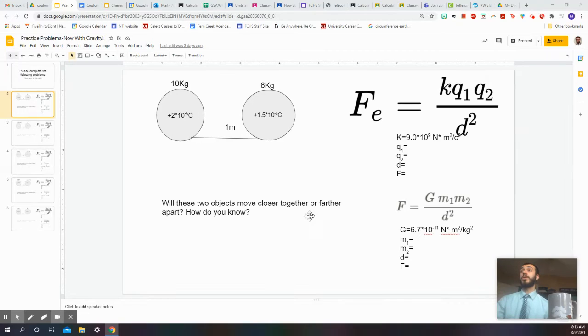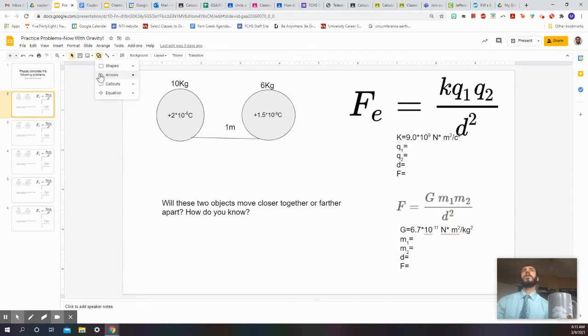So these are tricky, so I'm going to show you how to solve the first one. I think it's tough. When I see a problem like this, I know I need to calculate the force of electricity and the force of gravity, and then I want to calculate the total force. So the very first thing I'm going to do is think about which way the forces are going.